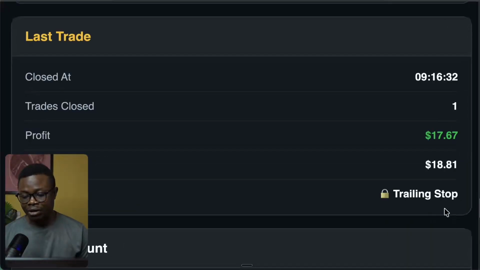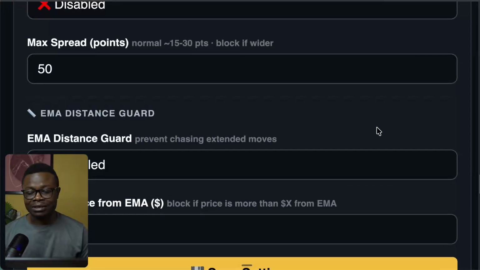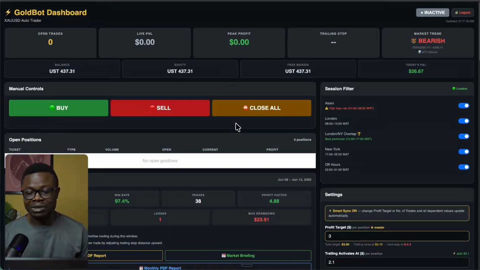Okay, so we closed it. This is the profit we made from this, $17. So the peak was $18, and then because of trailing stop, it has to close at that $17 level. So that's basically how this works.